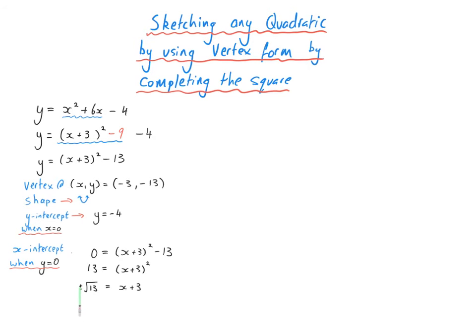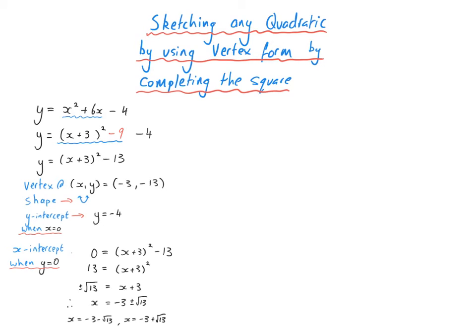So I see 2 values because when I take the square root, I could get a positive or a negative solution. 13 isn't a square number, and it doesn't have any square factors, so I cannot simplify this further. Next, I'll subtract 3 from both sides. So I see my 2 x-intercepts of minus 3 minus root 13 and minus 3 plus root 13.